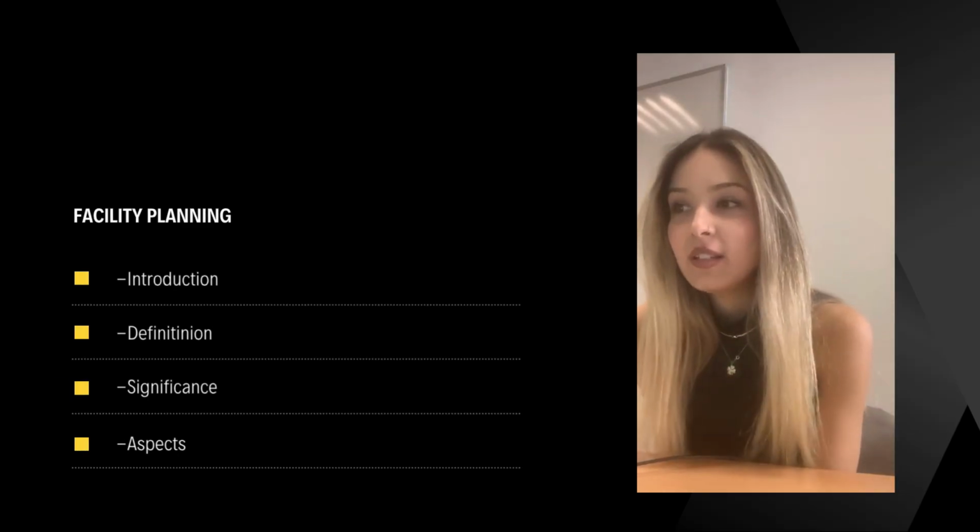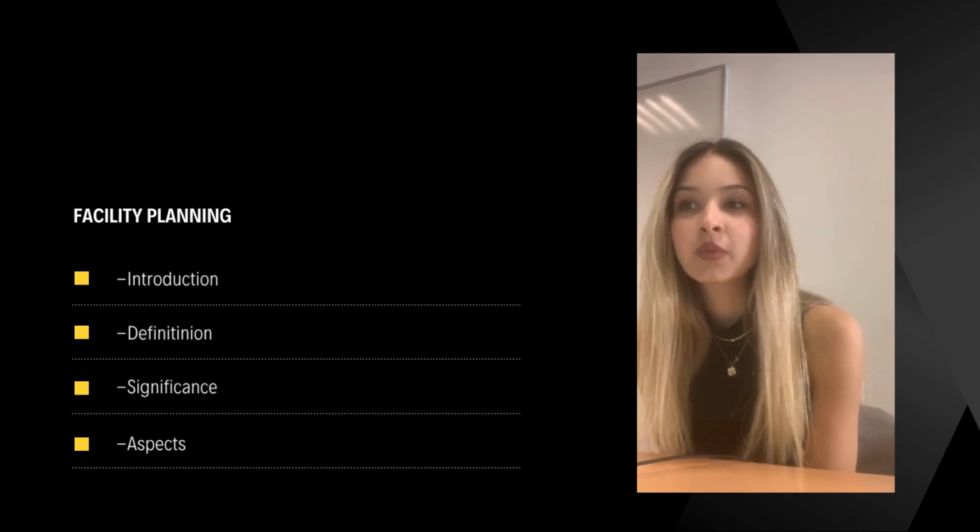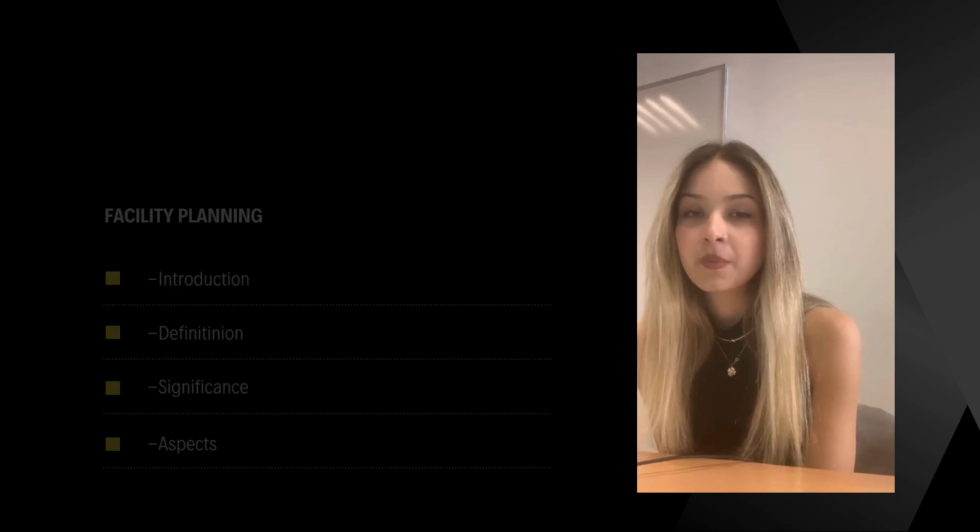First of all, a facility is a place where people, materials, machines, and activities come together for a certain purpose. That purpose may be producing a product or providing a service. So when we talk about a facility, we are not only talking about factories. We can also mean hospitals, banks, restaurants, or supermarkets.